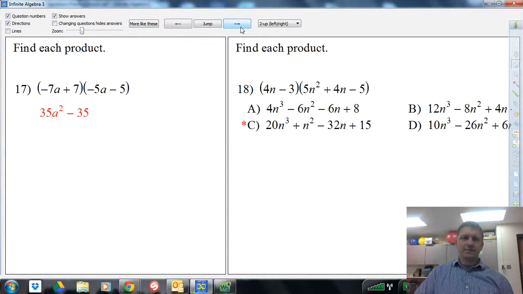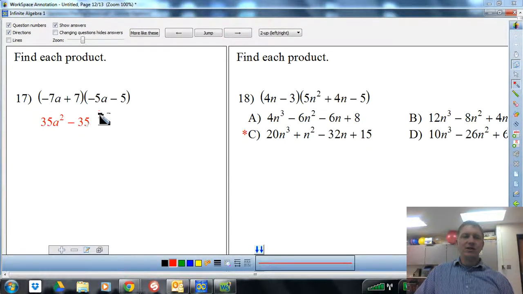Next. Okay, same thing over here. You can use the box method. You can use the double distributing method. I'm going to use FOIL on this one. F-O-I-L.